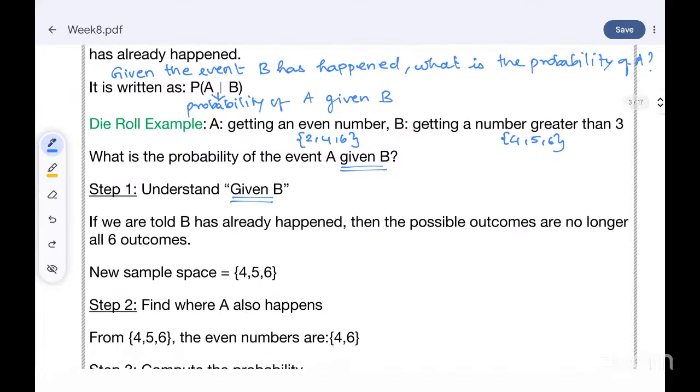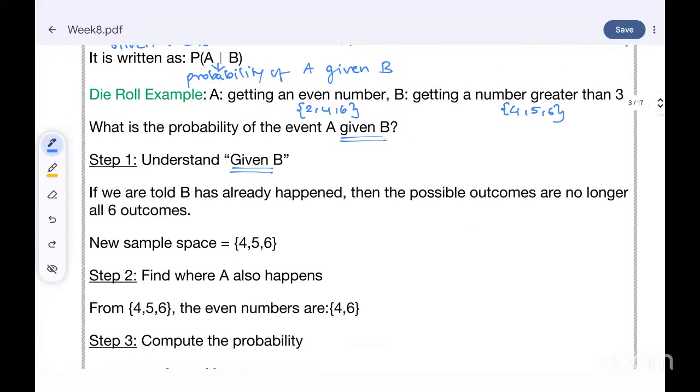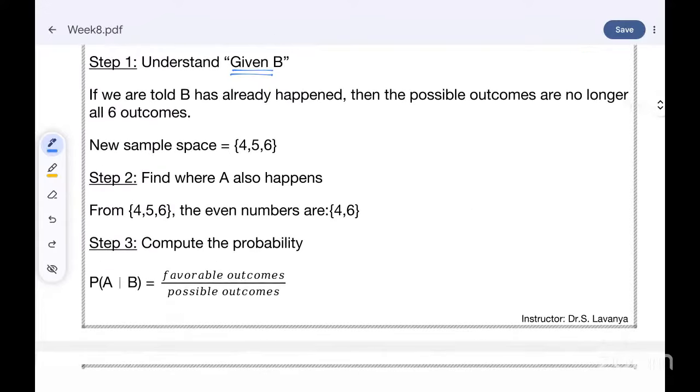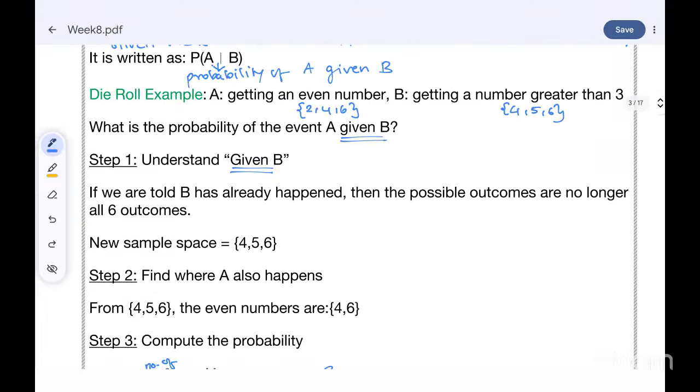Here you see that we find where A also happens. From this sample space, the even numbers are 4 and 6. So the probability of A given B is favorable outcomes by possible outcomes, which is 2 by 3. Is it making sense? This is how you should understand the probability of A given B.